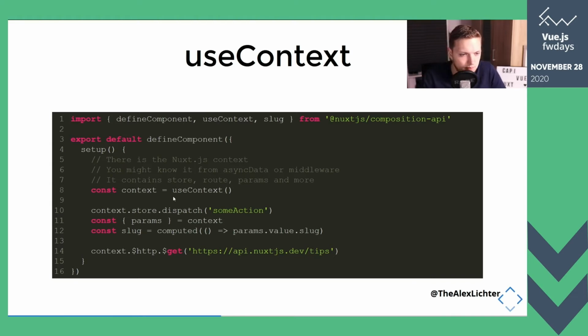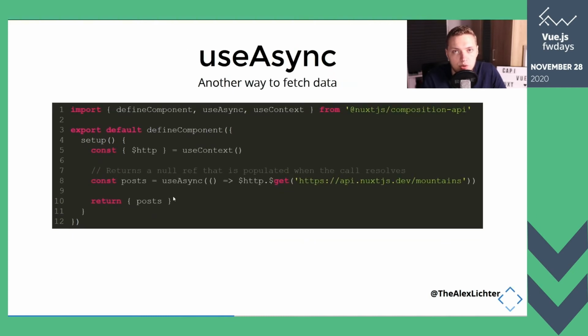So yeah, now we can use our HTTP module, for example. We can get the slug. Why not fetch again some data? And this is what we will do now with useAsync. So the subheading already gives it away. It's another way to fetch data. You know, you can use useFetch, and it's all good. There's nothing wrong with useFetch, but there's also useAsync, and it works slightly like asyncData, but it's a bit different.